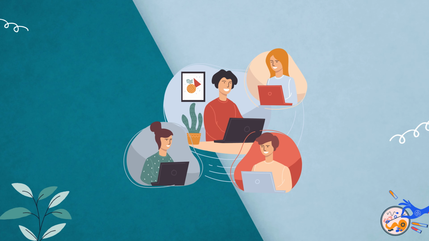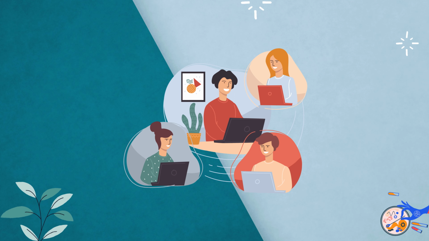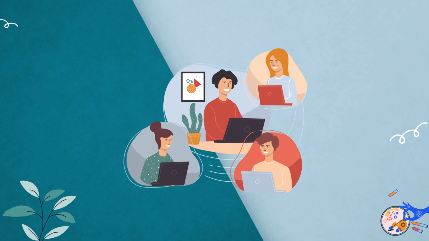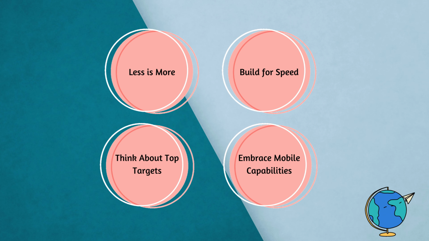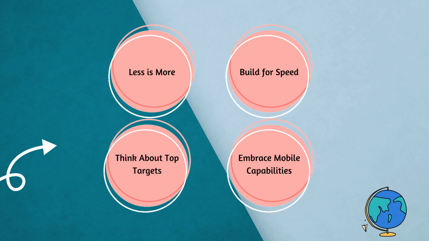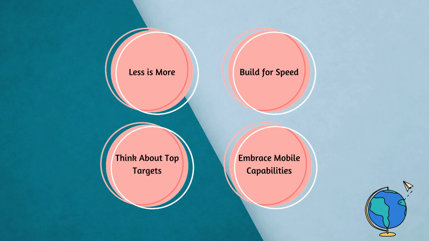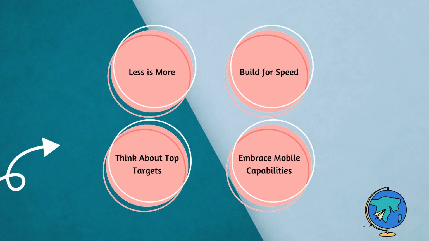Ready? Let's roll. You've got the green light for your mobile rollout. Now let's bring your use cases to life. Build and test in your sandbox or developer edition first. Prioritize essential information and streamline for optimal mobile performance. Remember, less is more in mobile design. Prioritize crucial information, build for speed, consider tap targets, and embrace mobile capabilities. Let's dive into the Salesforce app and apply these principles.